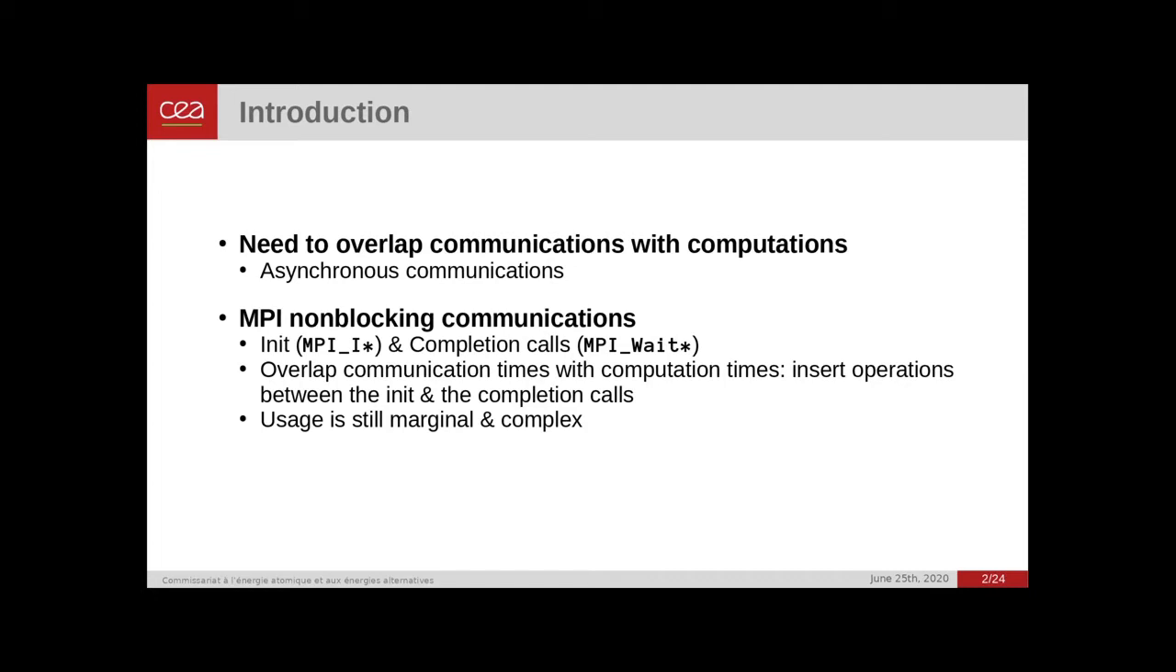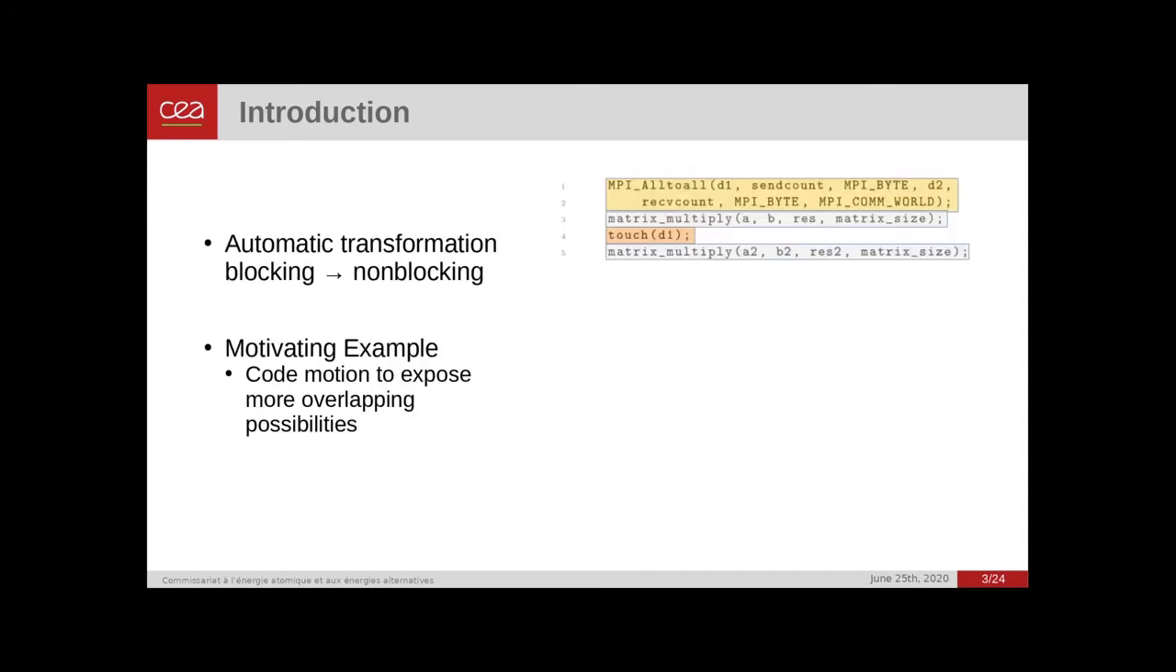However, the use of non-blocking MPI communication, especially the collective ones, is still marginal and they are much more difficult to use. This is the reason why methods and tools for the automatic transformation of code are being developed. And in this work, we will propose such tools.